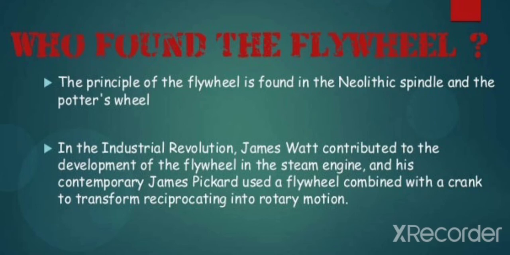So during the industrial revolution it was found in steam engine. And his contemporary James Pickard used a flywheel combined with a crank to transform reciprocating into rotary motion. What is the basic difference between flywheel and governor, which we have seen in earlier lecture? As we all know, the energy stored in flywheel is kinetic, which is 100% available, but in governor friction is involved.